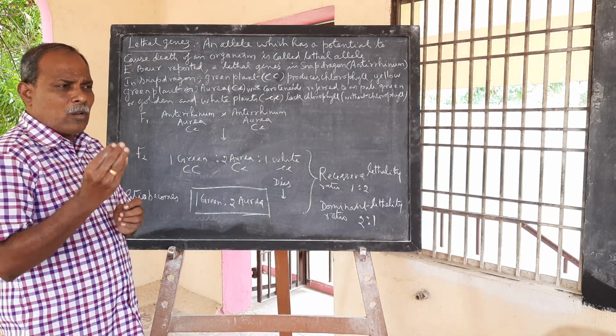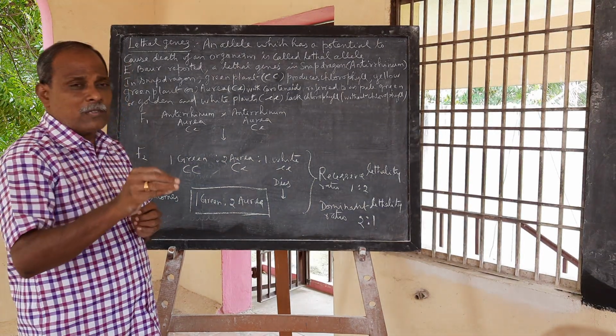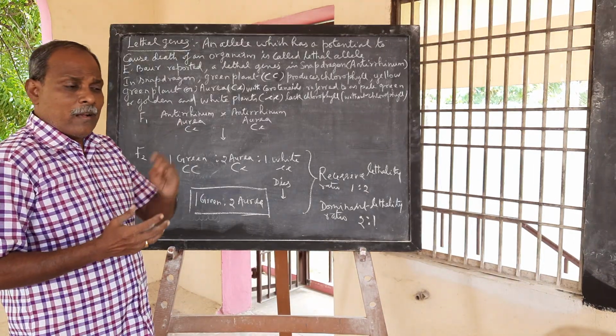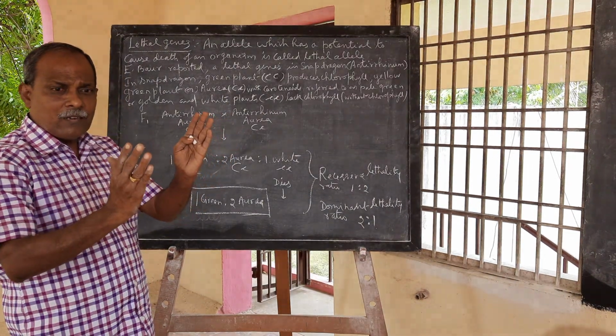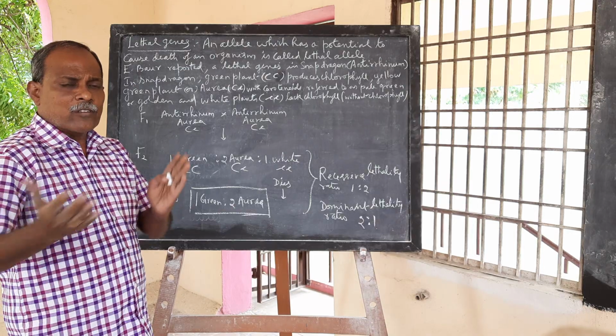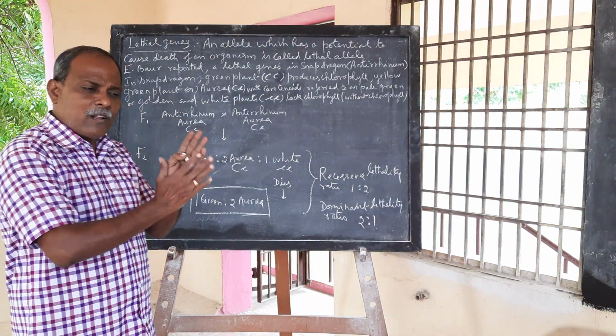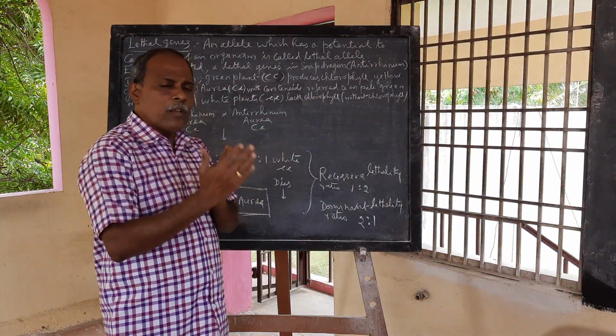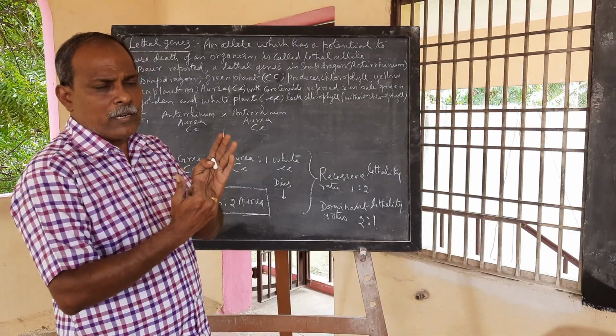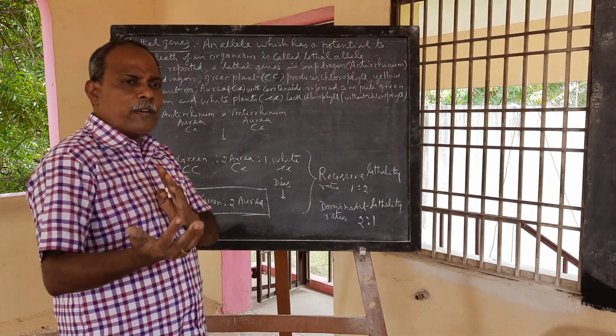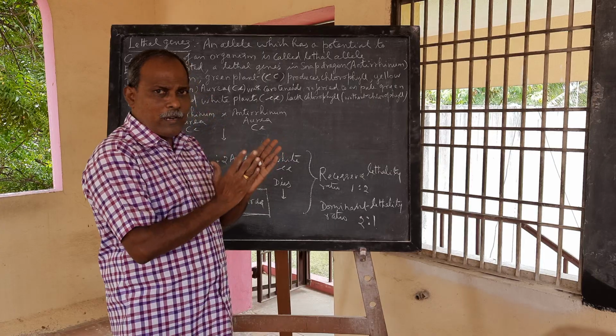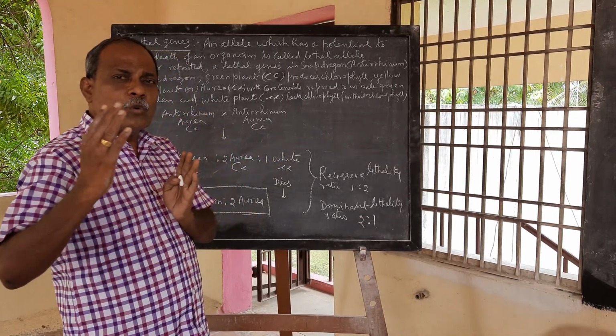See, actually one of the examples, even in mice, lethal genes are noticed. Green color, light green color, white color. Actually, a cross is made between green color and white color plants. You get only light green in the F1 generation. When the F1 hybrids are self-pollinated, you get the ratio of 1 green to 2 light green to 1 white.